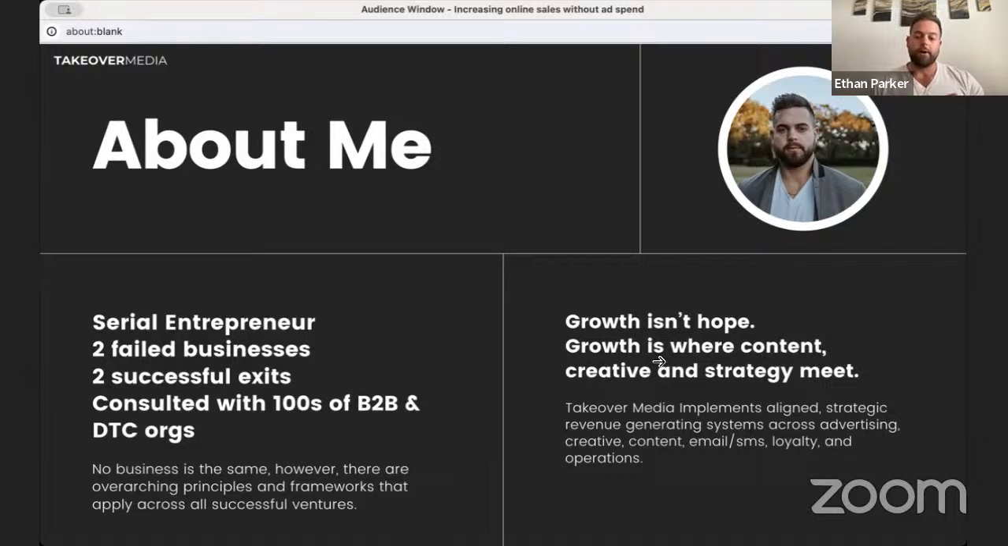Ultimately here at Takeover Media, we implement aligned strategic revenue generating systems across all of your go-to-market efforts. That's what we focus on with clients. That's how we're able to get them more results out of what they're spending already. And I'm going to be showing you some of those exact frameworks.